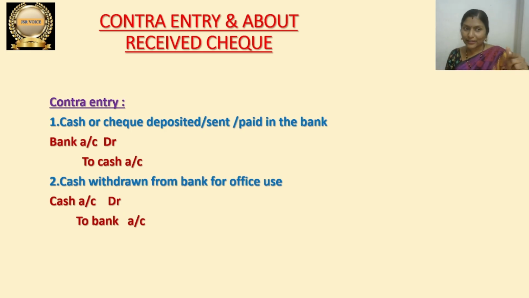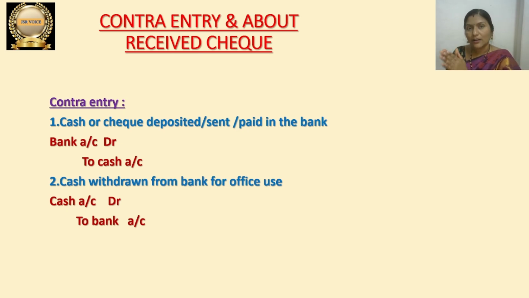So I have given 2 contra entries here. You can see the screen. 2 contra entry transactions are there. First one is cash or check deposited or sent or paid in the bank. This is one kind of contra entry transaction. You will get this type of transaction in your question. While preparing a 3-column cash book, you should identify that. How are they going to give it? Concentrate.